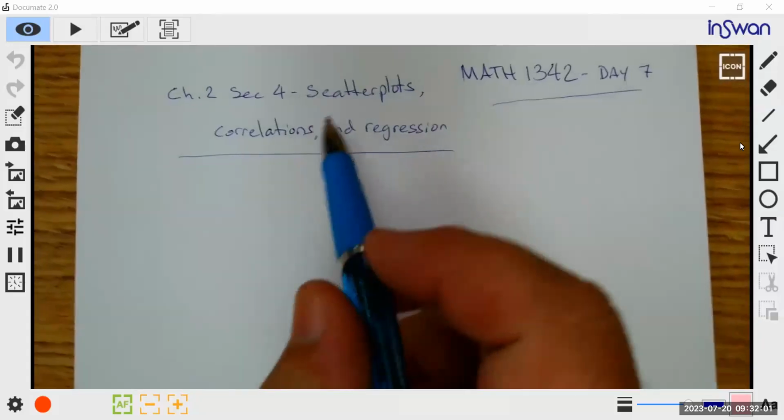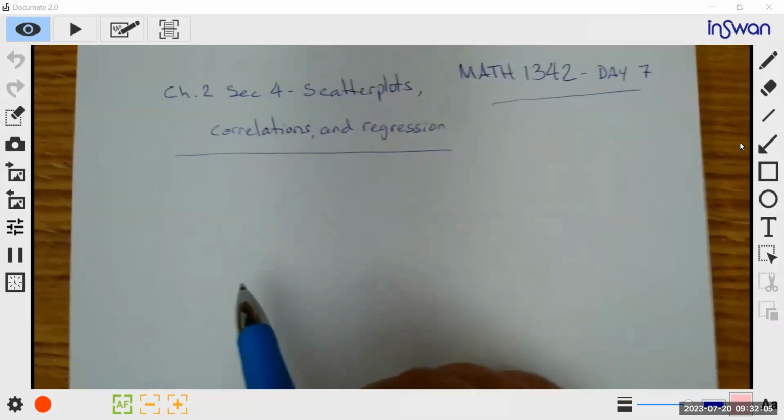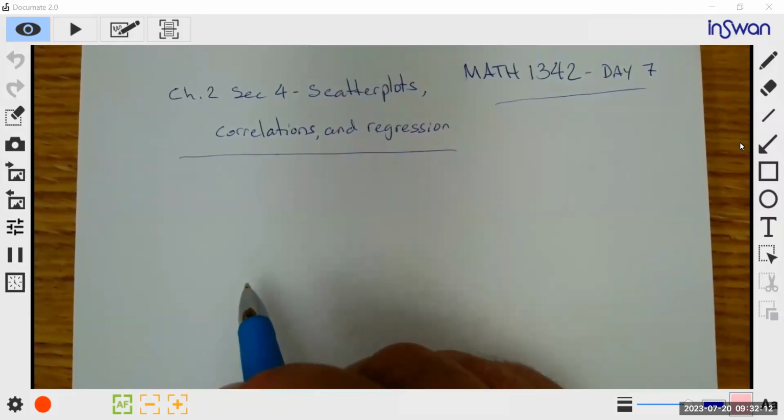All right, today we're going to talk about section 4 of chapter 2, the last section. Because after this, pretty much every chapter we cover only has 3 sections in it, 2 or 3. So we'll be going pretty quick from here on out.